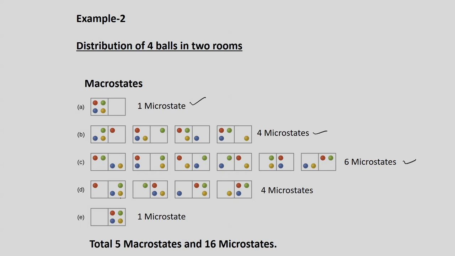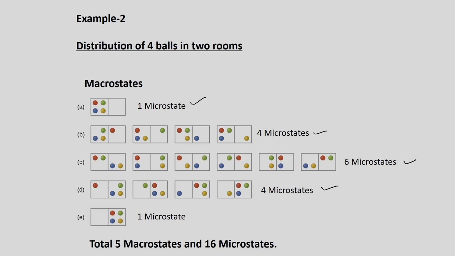Then in the fourth case, suppose we put one ball in the first room and three balls in the second room. For this case, we get four different possibilities. And in the last case, the first room is empty and the second room contains all four balls.